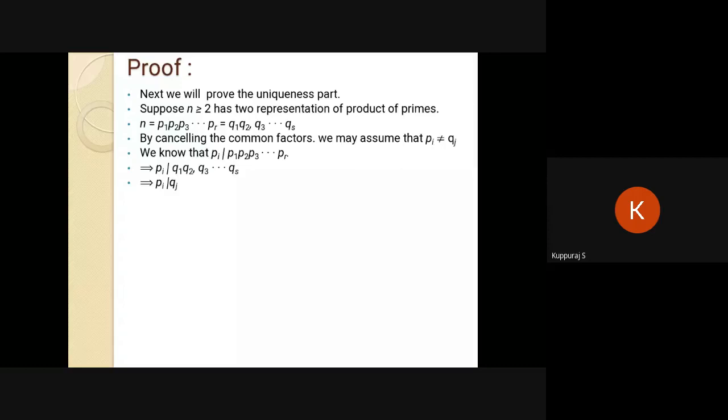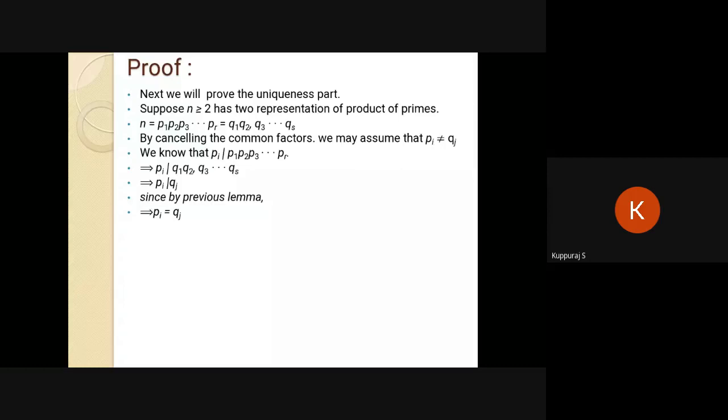By using the corollary, we say that Pi must divide one of the primes. Here Pi divides the product of s primes, so definitely Pi divides one of those primes. Okay, so Pi divides Qj, which implies by the previous lemma Pi equals Qj, because P, Q1, Q2, etc. Qn are prime numbers and P divides the product of n prime numbers, so definitely Pi equals Qj.